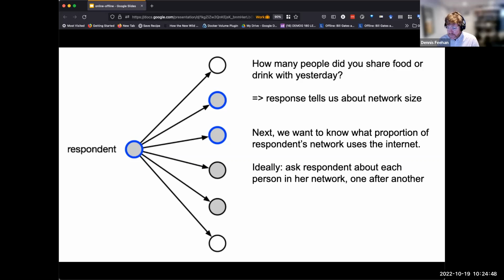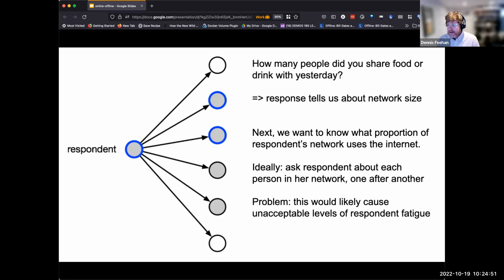But in this case, it seemed like this would be really tedious for respondents. We're going to be asking these surveys on Facebook, so we don't expect that people are going to be willing to spend a lot of time in this survey. And we thought that asking about every single network member one by one would result in unacceptable levels of fatigue and people breaking off the survey.